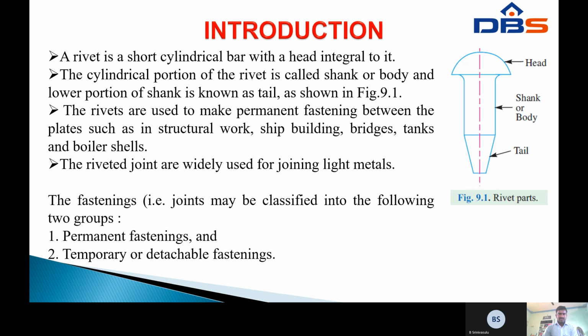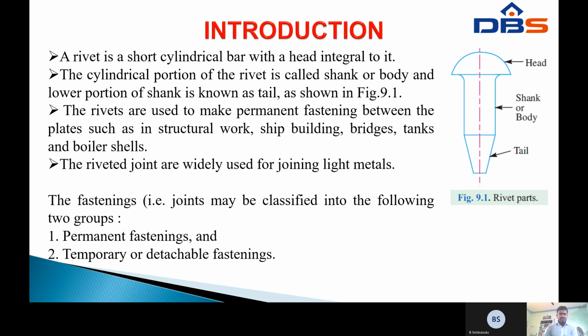The cylindrical portion of the rivet is called the shank or body, and the lower portion of the shank is known as the tail part, as shown in figure 9.1, rivet parts.